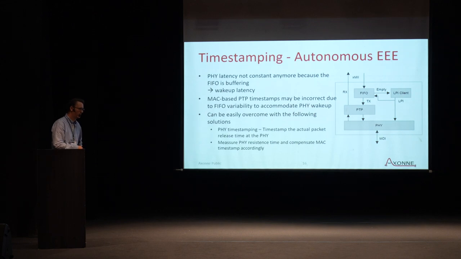Another solution which can be done, depending a bit on how silicon vendors want to run this, is that for the frames of interest, a residence time is measured, and you can then correct the delta or residual error, and have the correct timestamp again. So the problem is relatively easy to solve.